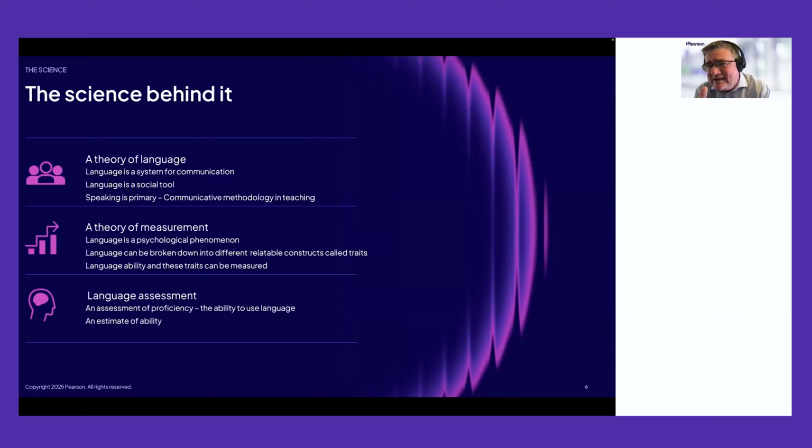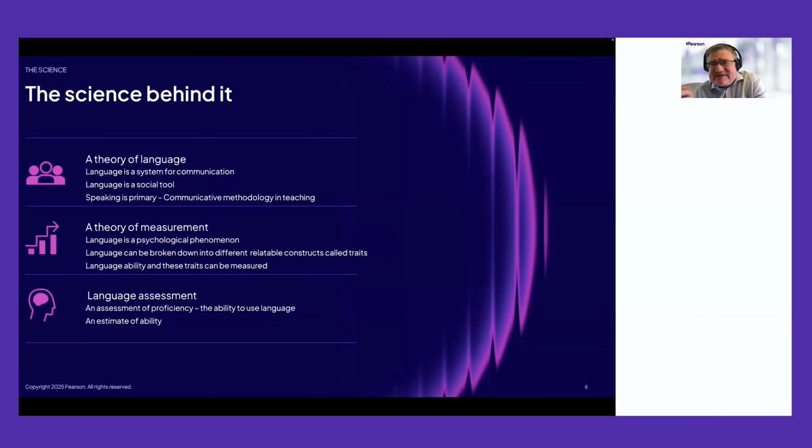What about speaking? Obviously speaking is not about comprehension. It's about pronunciation. It's about fluency. It's about being understood. And all of those things make up the idea of speaking. So when we're looking at the theory of measurement, we should be looking at what we are trying to measure that tells us about somebody's ability to speak, to listen, to read or to write.